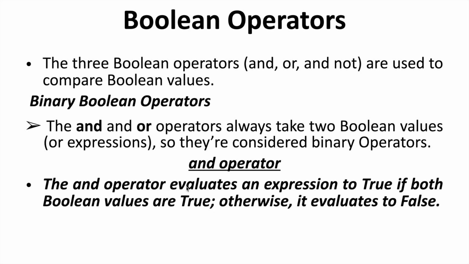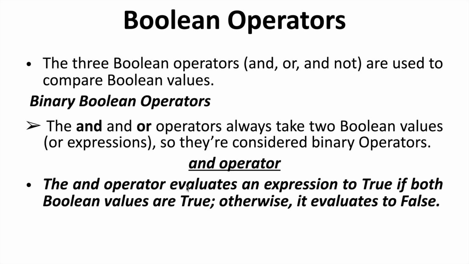Now we will move on to the Boolean operators. As the name suggests, there are three Boolean operators: and, or, not. Mainly these are used to compare Boolean values. But among Boolean operators, we have binary Boolean operators. Binary means the and, or operators always take two Boolean values. How many Boolean values will it take? Two values, and it will compare them. But the not operator takes only a single value. That's why not is not a binary Boolean operator.